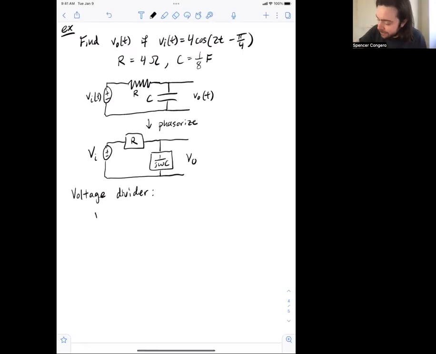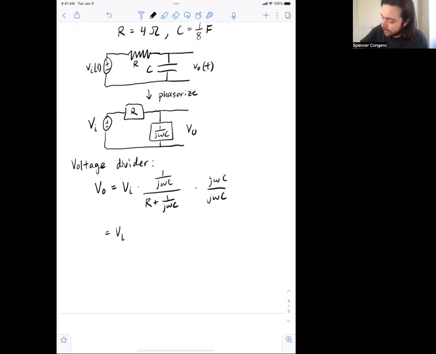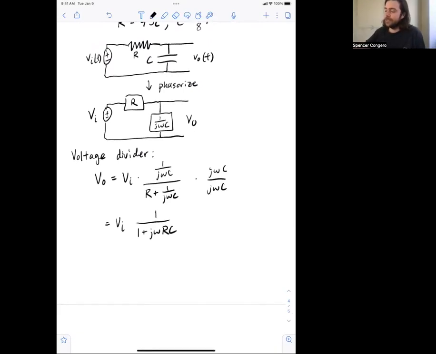Anyway, we have a voltage divider. So we know our output voltage phasor is going to be our input voltage phasor times what we get with the voltage divider. And what do we get? Well, we're going to have this impedance divided by the sum of the two impedances. So 1 over j omega C divided by R plus 1 over j omega C. I don't like having the 1 over j omega C, so I'm going to multiply top and bottom by j omega C. So I get the input phasor times 1 over 1 plus j omega RC. So that's what we get so far.